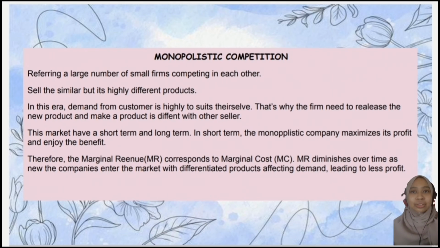The market has a short term and a long term. In the short term, the monopolistic company maximizes its profit and enjoys the benefit. Therefore, the marginal revenue (MR) corresponds to the marginal cost. Marginal revenue decreases over time as companies enter the market with differentiated products, and efficient demand leads to less profit.